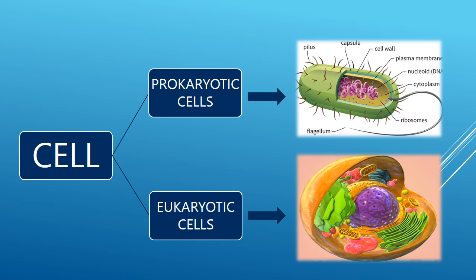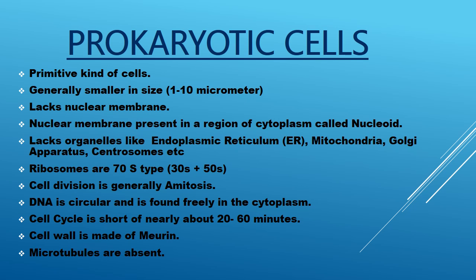Okay, now cells are broadly classified into prokaryotic cells and eukaryotic cells. We have the pictures adjacent to the names written here. What are prokaryotic cells? Prokaryotic cells are first of all a primitive kind of cell. They are generally smaller in size, 1 to 10 micrometers, and they lack a nuclear membrane. They also lack a proper nucleus, and the region of dense cytoplasm is known as the nucleoid. They also lack organelles like endoplasmic reticulum, mitochondria, Golgi apparatus, centrosomes. All these terms we'll learn later in the next video.